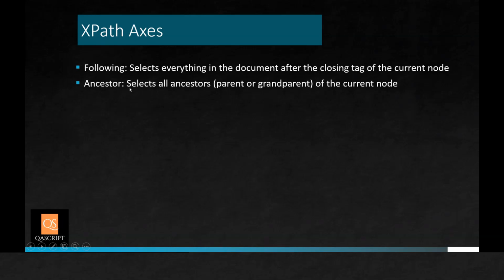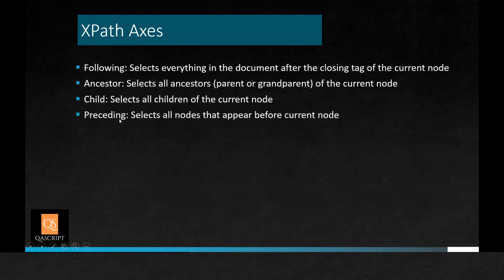So there is the ancestor. As the name suggests, it selects all the ancestors of your current node. Okay, so it may be a parent of the current node, or it may be a grandparent of the current node. It will select all the ancestors. Similarly, there is the child method, which will select all the children of your current node. Okay.